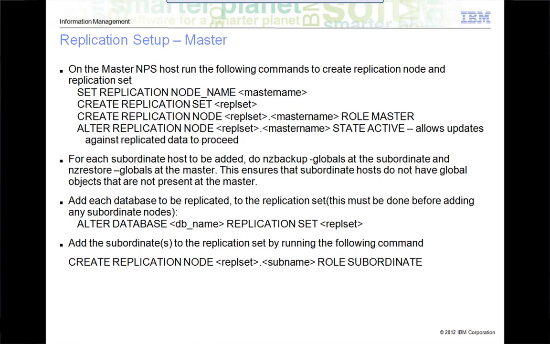And you can alter the master node to state active using this command, alter replication node, tuple set, master name, state active. So that activates the master node and it allows update transactions against the replicated data.